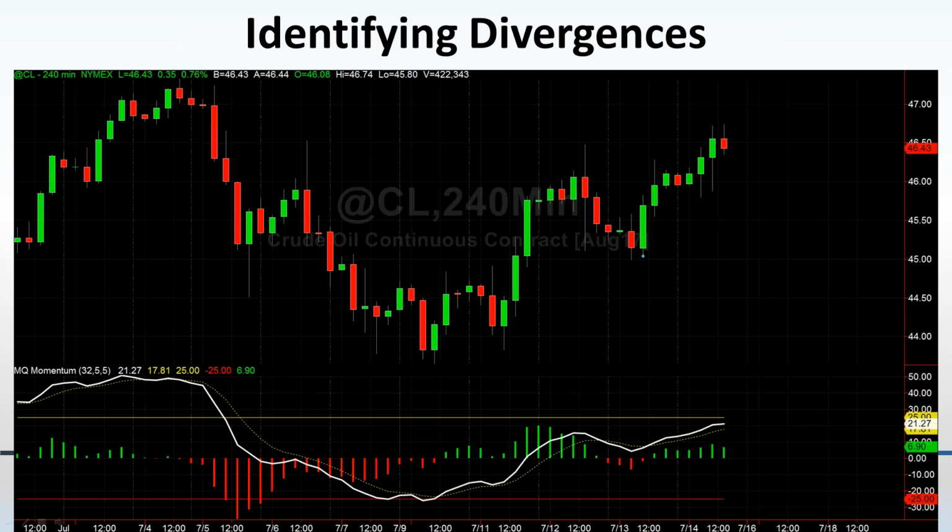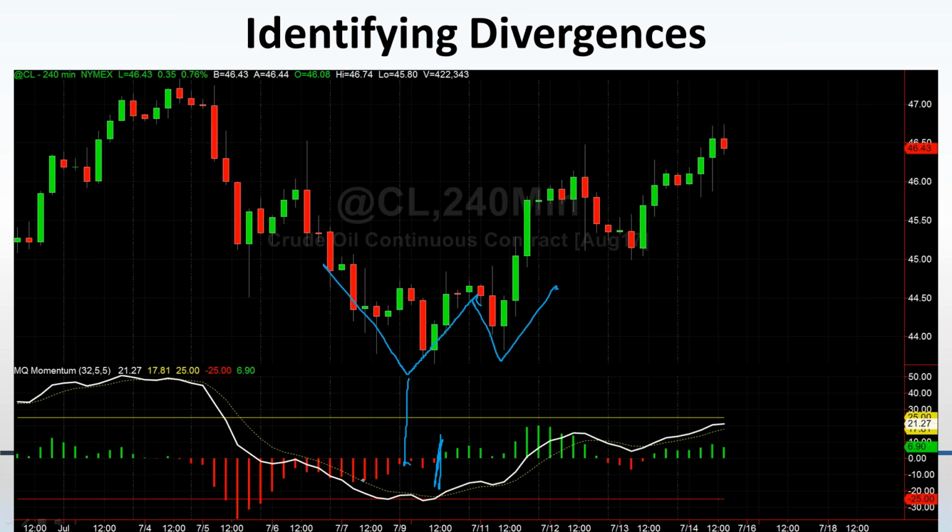Okay, let's take a look at another example. This is crude oil on a 240-minute chart. So that was a bearish divergence. Now let's look at a bullish divergence. Okay, so we're going to look at pivot low number 1, pivot low number 2, just about equally low lows. However, look at the difference.